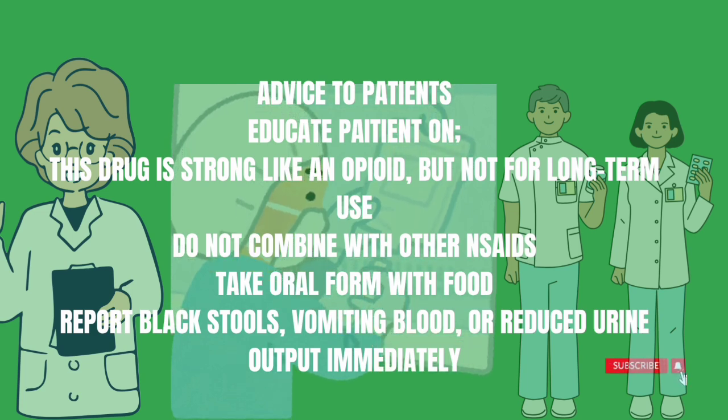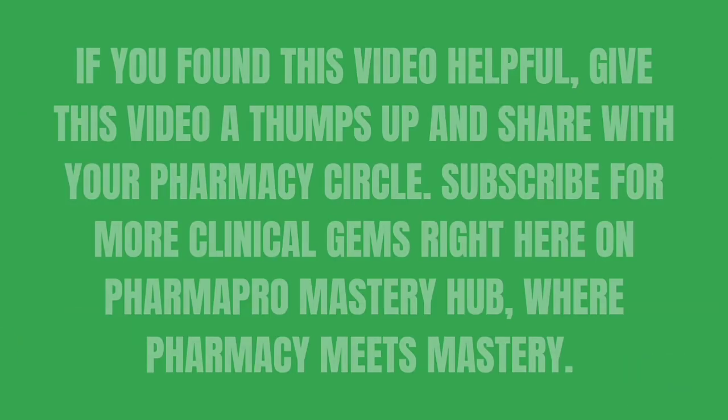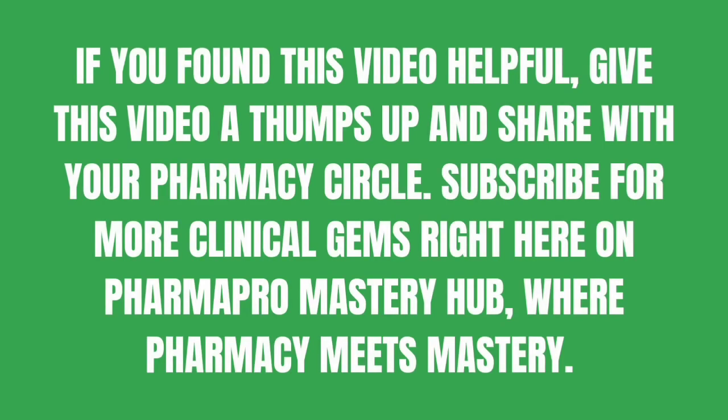So, the advice I give the patient: you educate them that the drug is strong. Yes, very strong, like an opioid, but it is not for long-term use, it's for short-term use. They should not combine it with other NSAIDs. They should take it orally with food, and they should report black stools, vomiting, vomiting blood, or reduced urine output immediately. It is important that you tell them these are side effects to look out for.